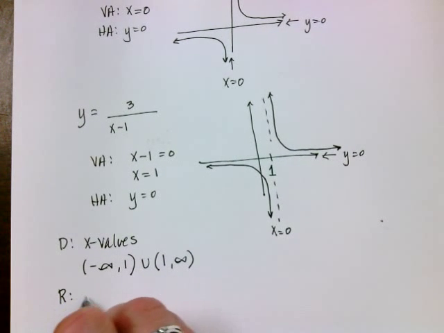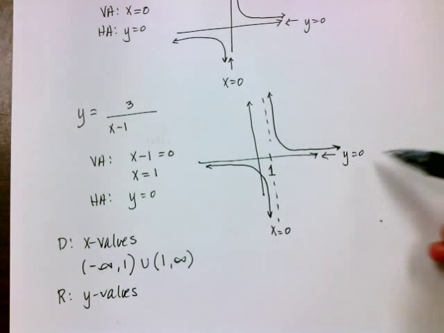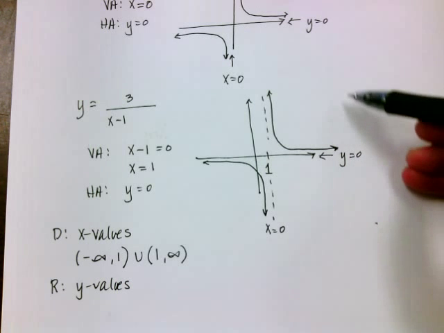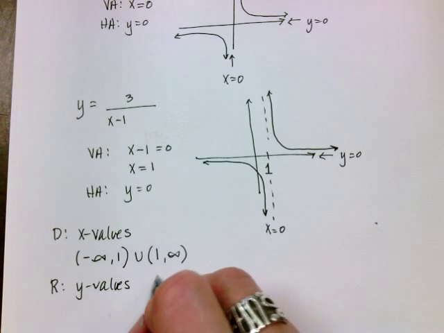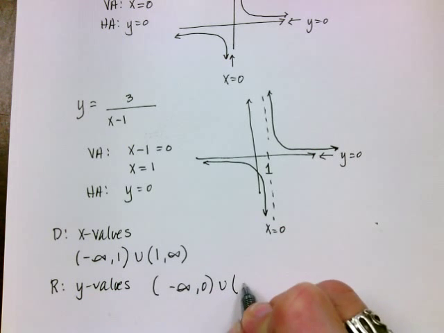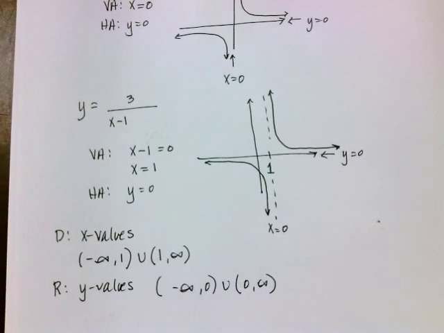My range, which are the y values, remember we read the range from the bottom up. So it's going to start at negative infinity, and there's going to be a break at y is equal to 0. And then it's going to start here and go forever up. So my range would be negative infinity to 0 unioned with 0 to positive infinity. So our ranges and domains are going to become more entertaining. All right, let me do one more example of a graph.